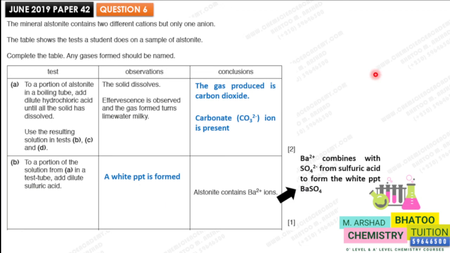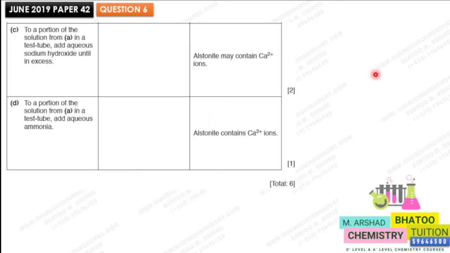Ok? Part C maintenant. To a portion of the solution from A in a test tube, add sodium hydroxide until in excess. Yes. A white precipitate is formed. The precipitate is insoluble in excess. This confirms the presence of Ca2+ ions.